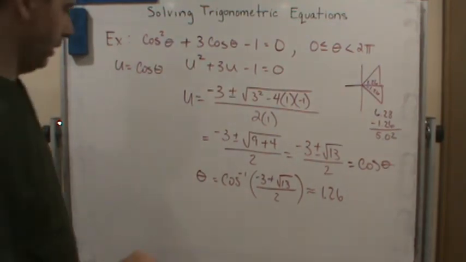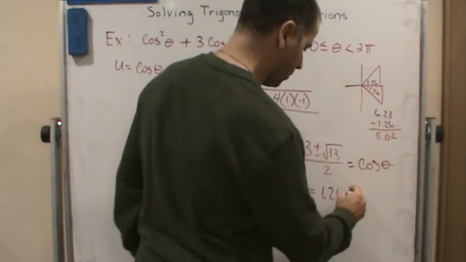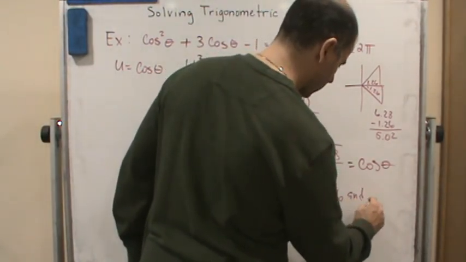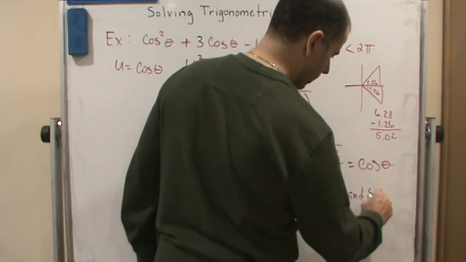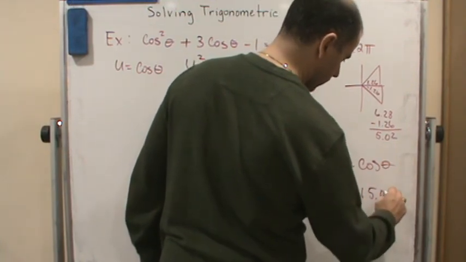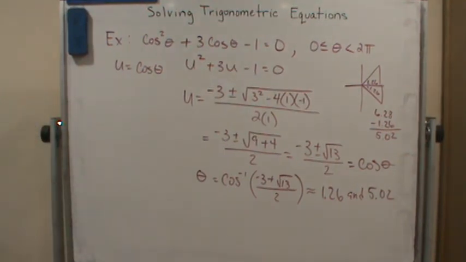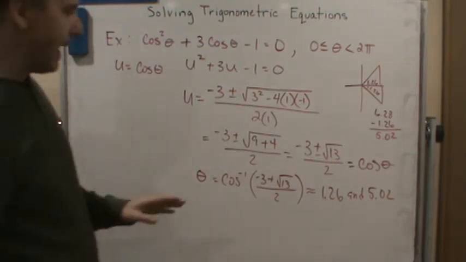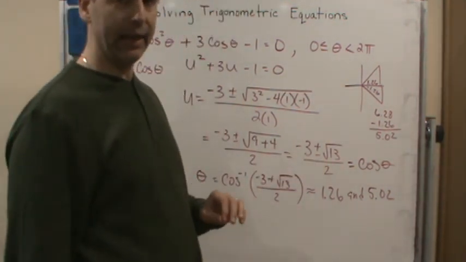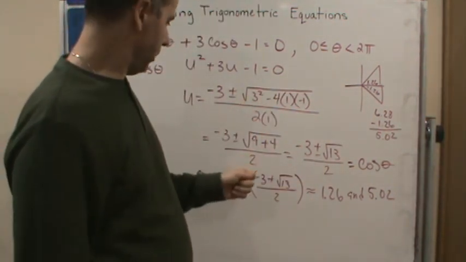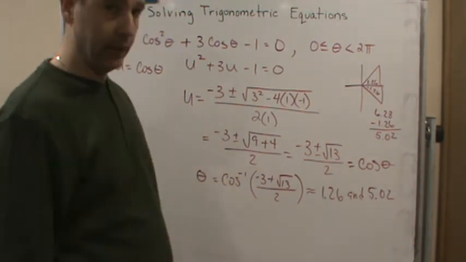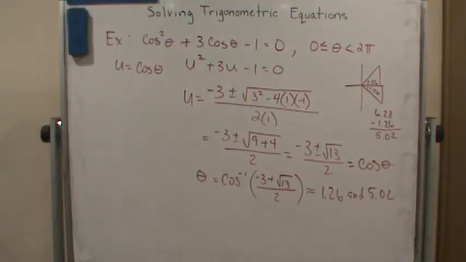And there you have it. So theta is equal to 1.26 and 5.02 for the two solutions. Now those are in radians, right? Okay? And I'm going to leave them in radians. Now, the other thing too is we did not use the negative because why? It's outside the domain for inverse. Okay?